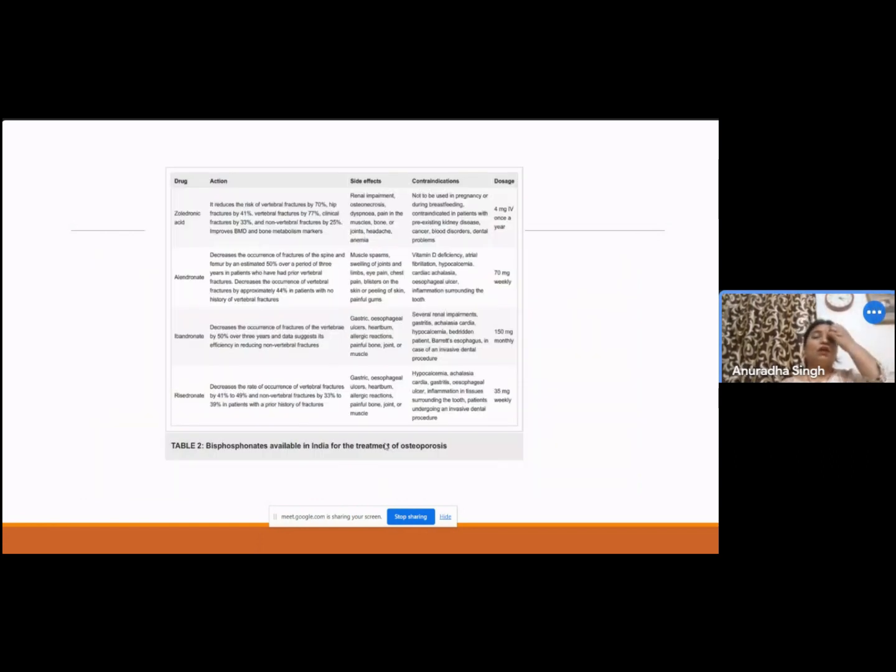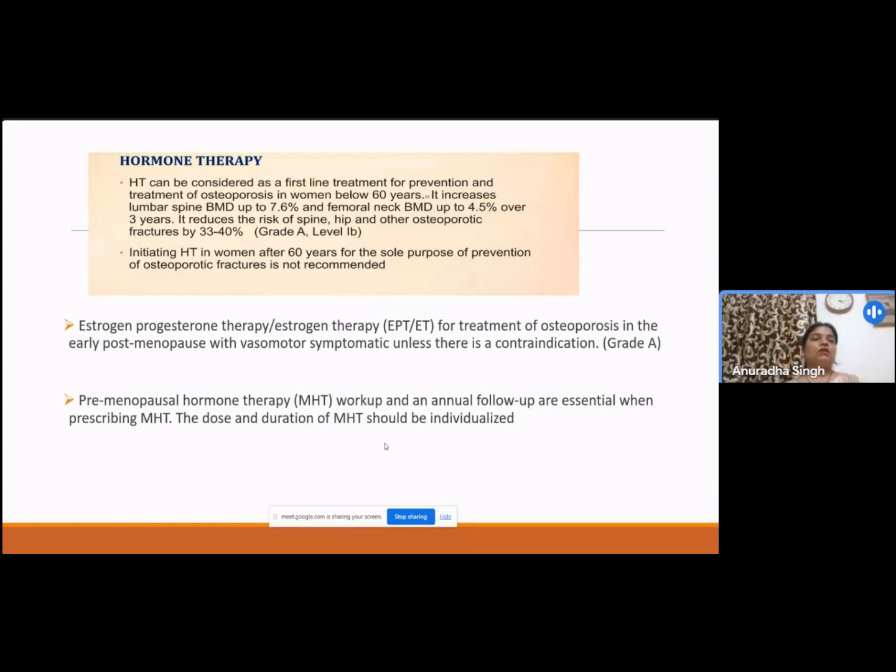This is a slide which gives you the doses and the side effects. It is available freely on the internet. And so these are the drugs, bisphosphonates, which have an important role but need to be monitored, and the patient needs to be followed up very carefully.